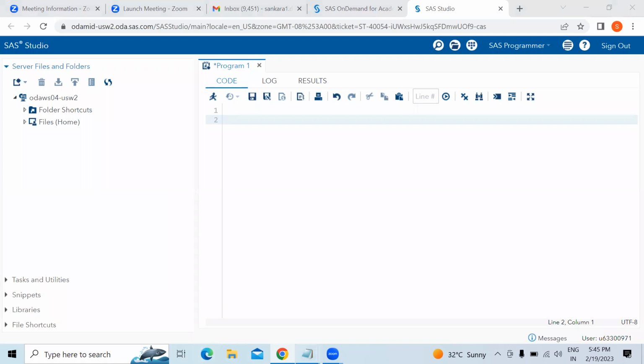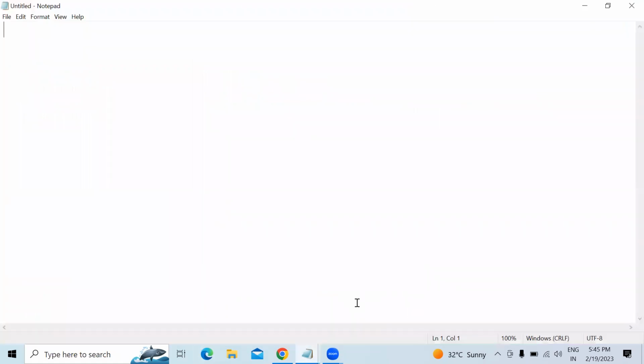So first I will explain this in plain text, then we see the execution. Taking one data set.